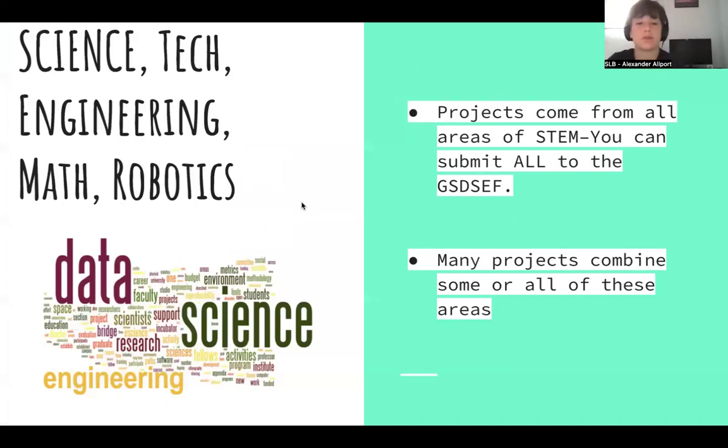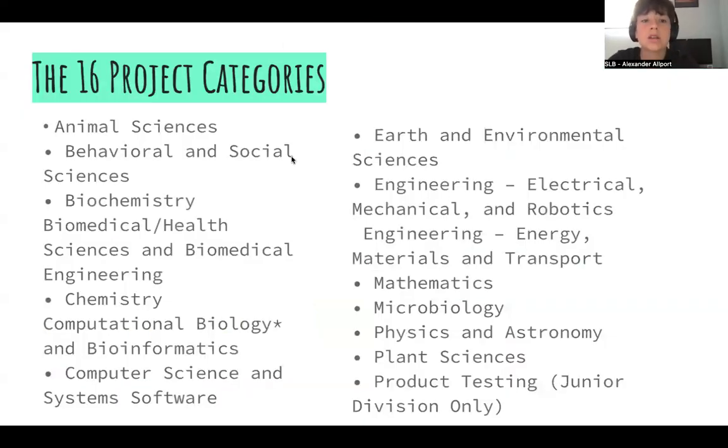Projects can be from anywhere from science, engineering, math, and computer science. However, most projects do end up combining a mix of either science and engineering or computer science and engineering. It's oftentimes a mix. There are 16 project categories, and this is the list of the categories.